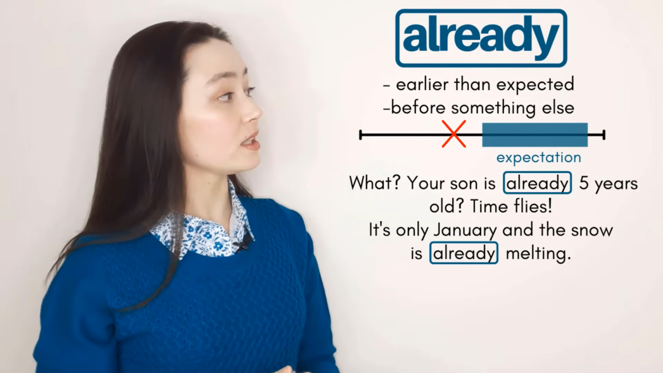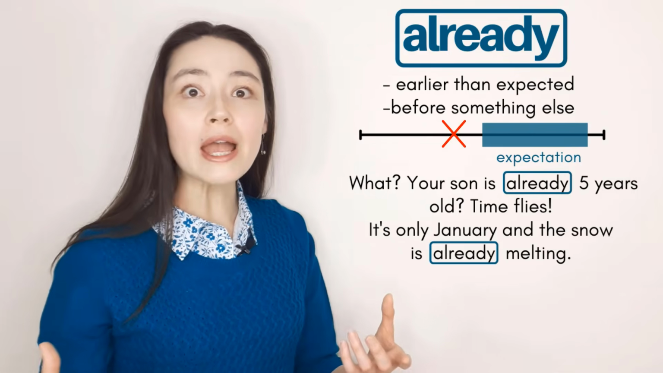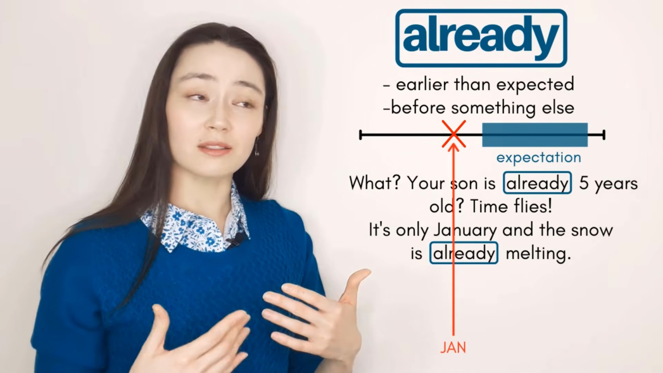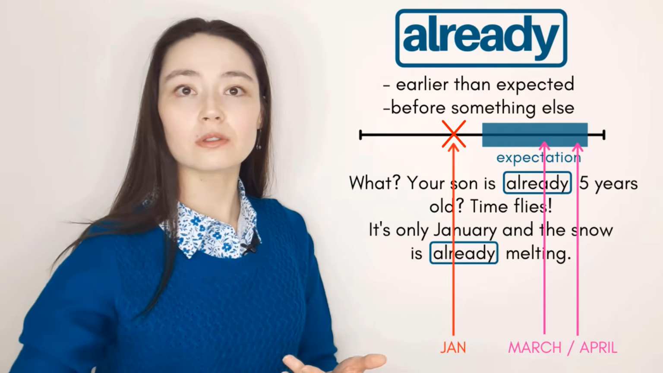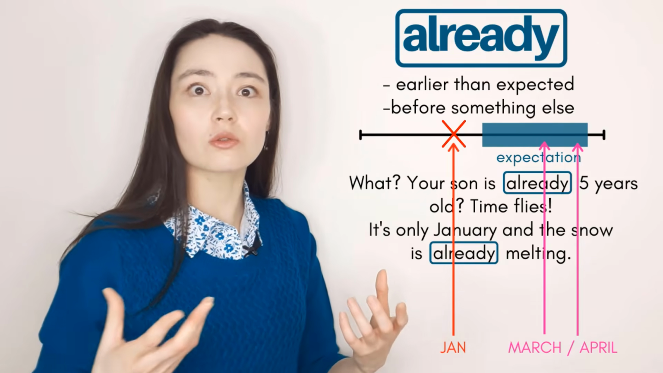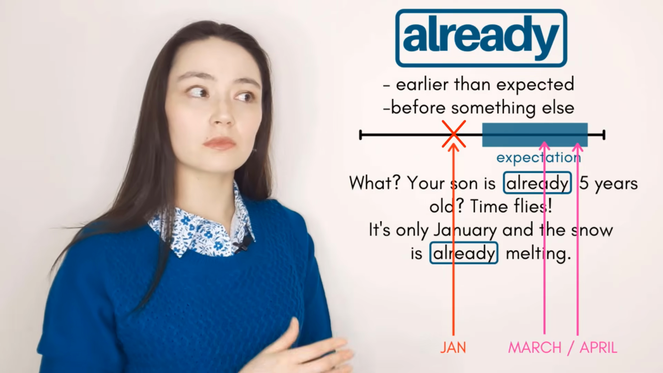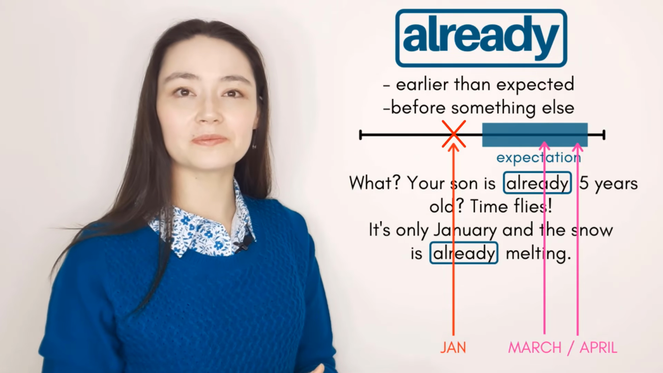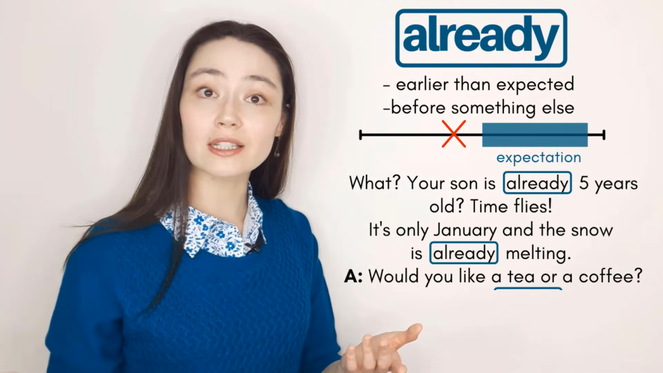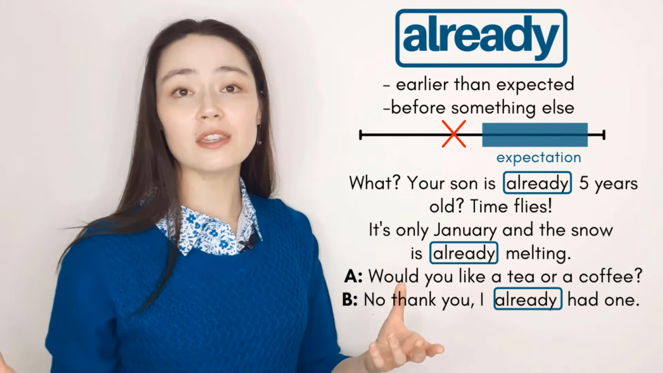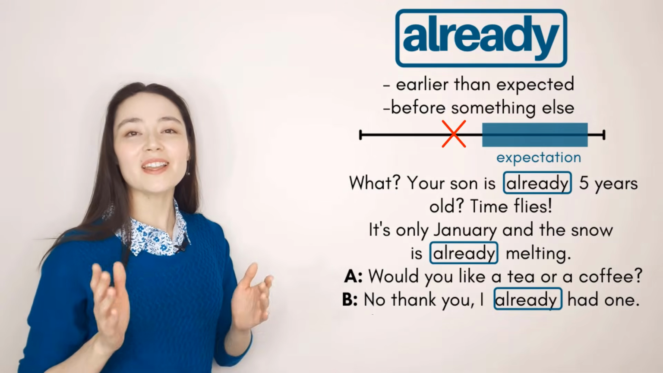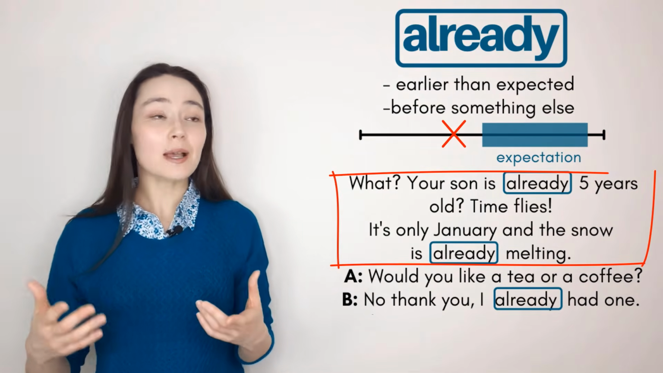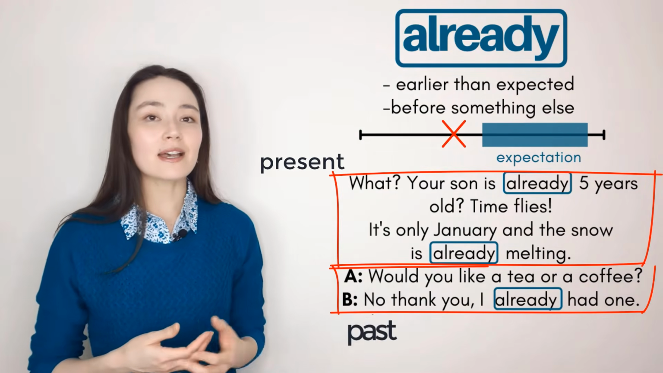It's only January and the snow is already melting. Normally, where I live, the snow doesn't melt until March, April. But it's January. The snow is already melting. Sooner than I expected. Would you like a tea or a coffee? No, thank you. I already had one. Before now? Okay. I have two examples in the present, one in the past.